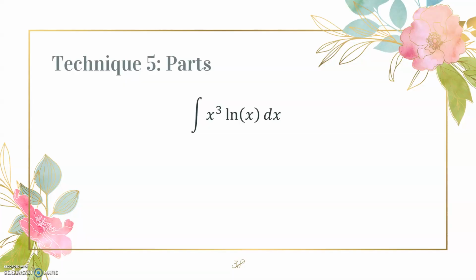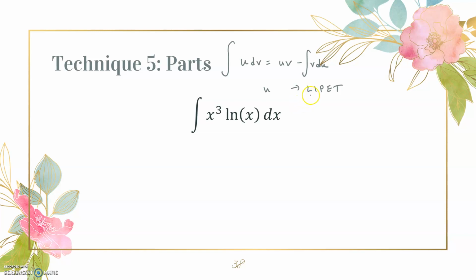The fifth technique is integration by parts. The formula is u dv. The integral of u dv is going to be uv minus the integral of v du. The idea as you're trying to find u, you're going to use LIATE. And the idea with LIATE is you're trying to find something to be u that is easy to take a derivative of so that when you're choosing what to take an antiderivative of, it's not a terrible function.